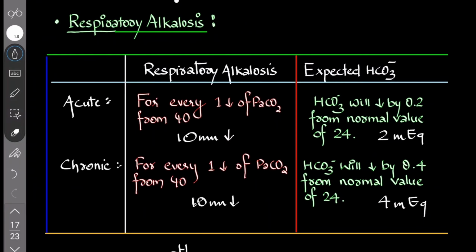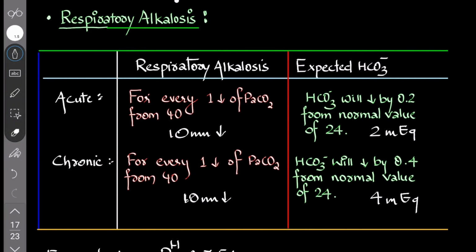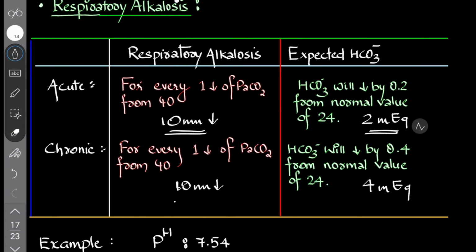So next comes the respiratory alkalosis, that is hyperventilation. In the acute case, for every 1 millimeter of Hg decrease of PaCO2 from 40, the bicarbonate should decrease by 0.2 milliequivalents from normal value. Similarly for 10 millimeter of Hg, it is 2 milliequivalents. Then for chronic, for every 10 millimeter of Hg decrease, it is 4 milliequivalents. This is the difference.